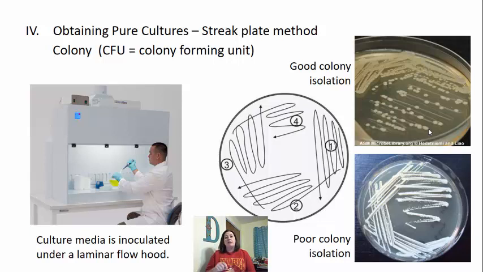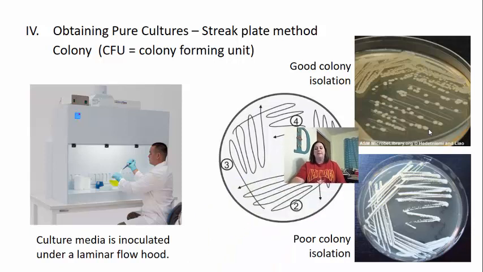Again, sterilize the needle or the loop. Once it's been sterilized and it's cooled, you do the same thing where you drag through 2 into 3, and then finally 3 into 4. Hopefully then you've diluted it enough that you get single colonies by the time you get to area 4.